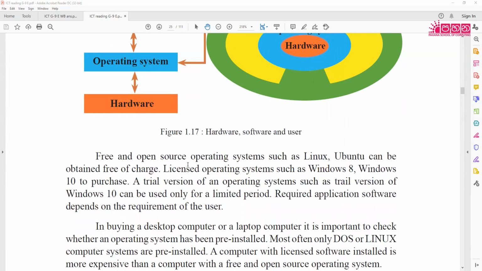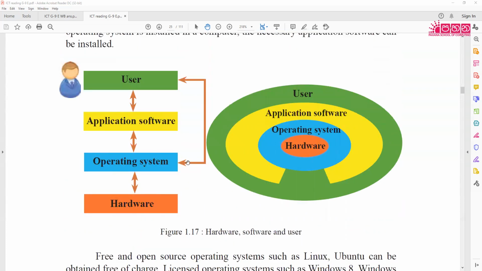Right. Now, when you take Windows, for example, you have to pay for it. We normally say commercial operating system, and usually the price would be around 15,000 rupees per license, which means if you purchase a computer with Windows and without Windows, you have to pay more than 15,000 if you need Windows installed in your machine.